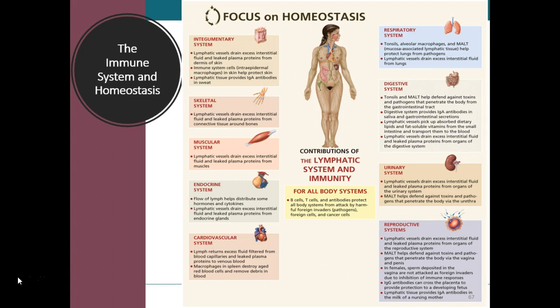I wanted to include this slide not for testing purposes, but just to give you an overview of how interrelated body systems are. The immune system and the lymphatic system work with most all body systems. So the lymphatic system drains tissues from the interstitial fluids of the integumentary system, and the skin houses certain immune cells. The skeletal system: lymphatic vessels drain interstitial fluid and leaked plasma proteins that surround the connective tissue around bones and muscles.